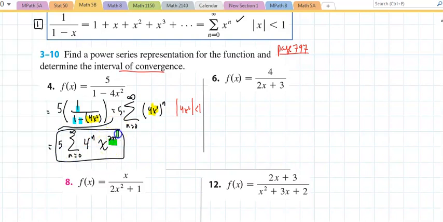And if I really wanted to be picky, and I am picky, I want this to be to the n power if possible. And if I solve this, absolute value of x squared is less than 1/4. So absolute value of x is less than 1/2. Basically, x is between negative 1/2 and 1/2. What is that saying? That's telling you for what values of x this series converges. A big deal. Not only am I finding a power series, I'm telling you the values of x for which this series converges.